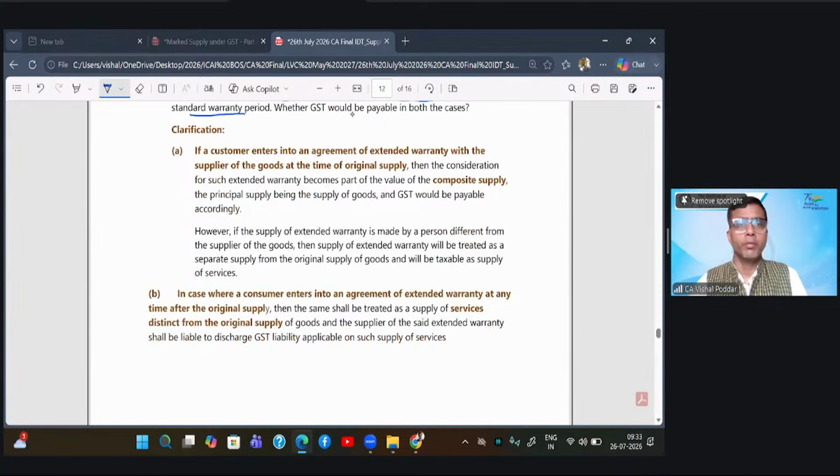Now, first possibility, customer enters into the agreement of extended warranty at the time of original supply. So when he had come to purchase the car, at that time itself, he has extended the warranty. So the extra 15,000 which I am charging to the customer for this extended warranty is to be treated as part of the value of car because it will be treated as a part of composite supply, principal supply being the supply of car. So GST would be payable on this 15,000, that is the extended warranty amount, as part of the value of car.